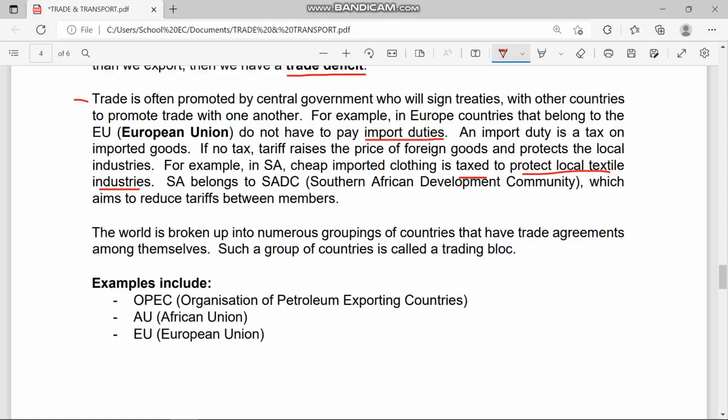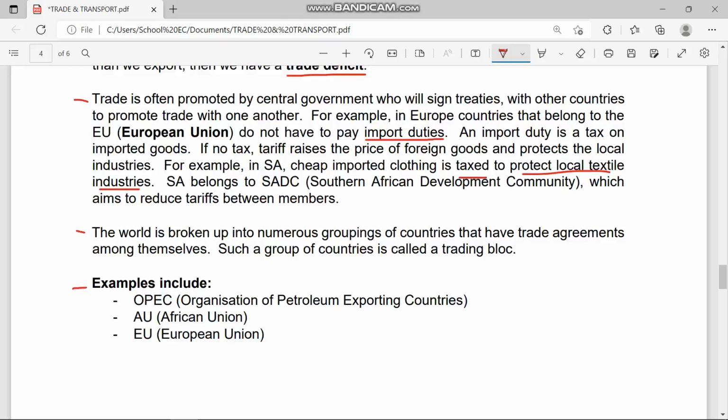This is China, this is USA, this is South Africa, this is Russia, this is Spain, this is the Netherlands, this is England. Okay, guys, let's group together as these seven countries. I'm just making an example. Let's group together and have agreements in terms of trading and so on. Such a group of countries is called a trading bloc.